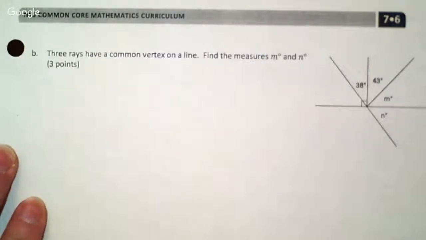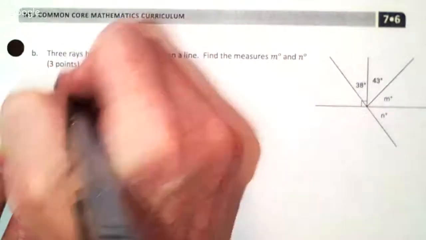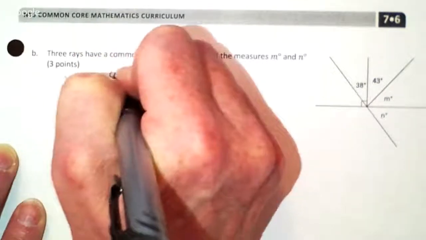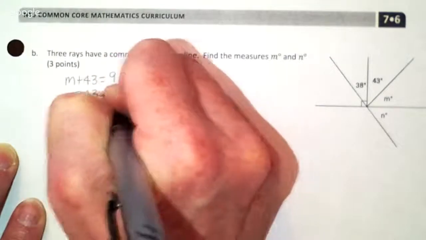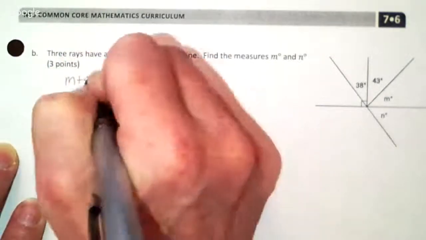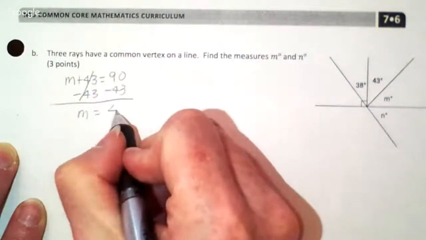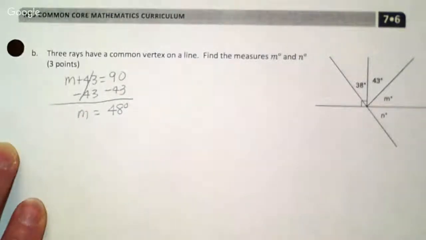Okay, so first thing I would find is M, because 43 plus M would give us 90 degrees. So I would find M plus 43 equals 90. Subtract 43 from both sides. So M equals 48 degrees.